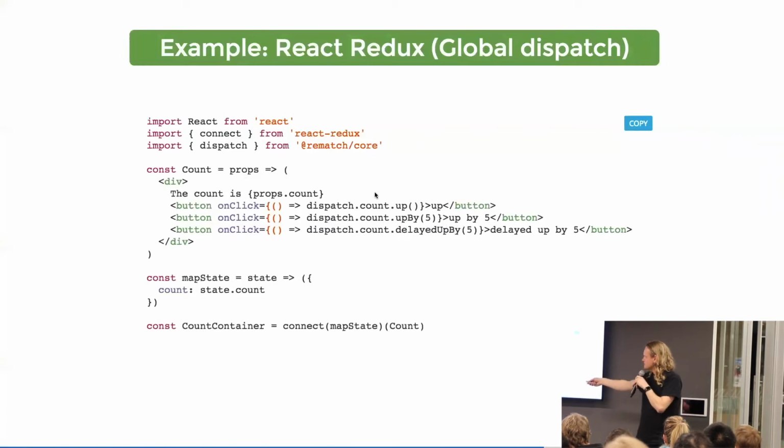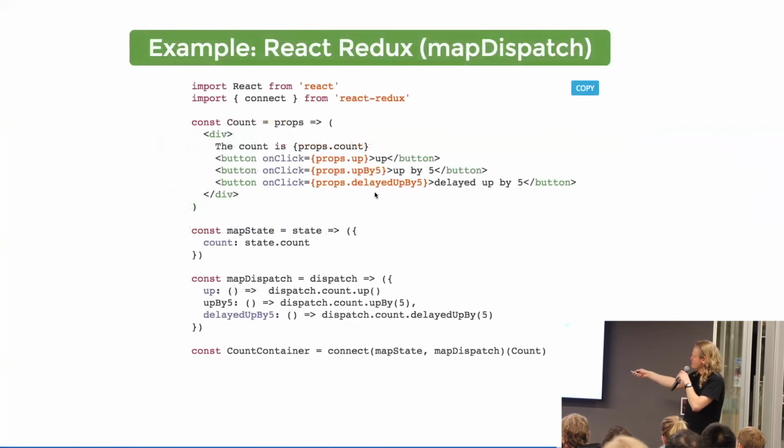you'd wrap that in connect, passing your mapState, right? So we're passing state.count, which becomes our count for the component there. And at the top there, I'm importing dispatch from Rematch core and just injecting it straight in the component there, which is super simple. You can just plug it right in the component. I like to do my code like this next slide though. The difference here is I'm putting the dispatch in the mapDispatch, the second parameter down here for connect. And the reason why we feel that's the best-practice way is if you look at the component, it's completely isolated. That's a dumb component that only knows about its props, right? The onClick handlers are just props.up, props.upBy5, props.delayedUpBy5, and you use your mapDispatch to plug those in. So yeah, that's how you use it with React.